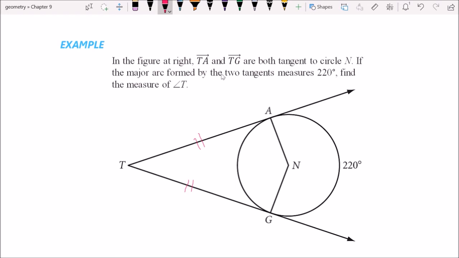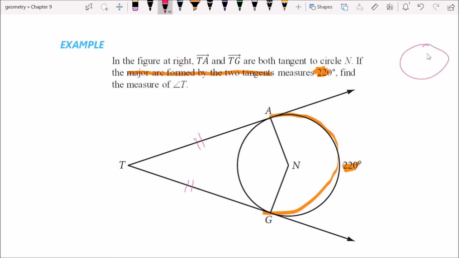If the major arc formed by the two tangents measures 220, I'm going to color code this. Sometimes the wording can get confusing. Major arc formed by the two tangents. So we have the two tangents here and there. The major arc is the bigger one. You see the 220 on the picture here and the 220 right there. They say find the measure of T.